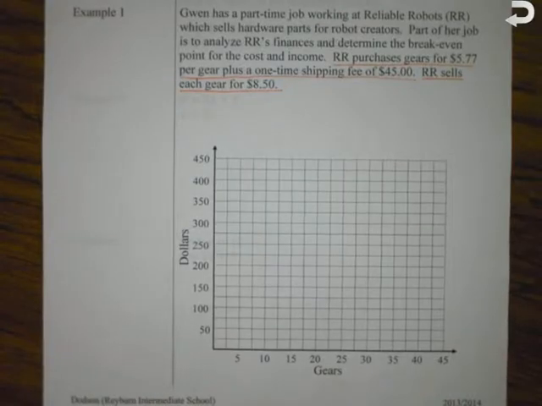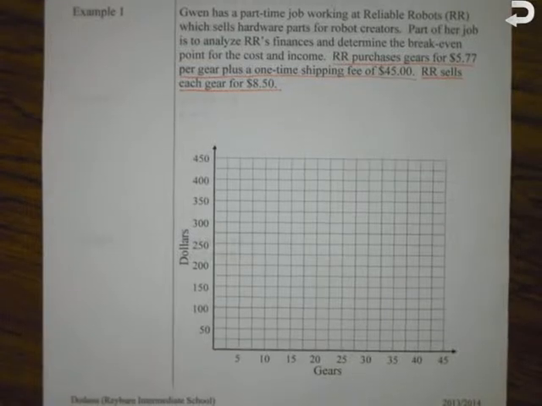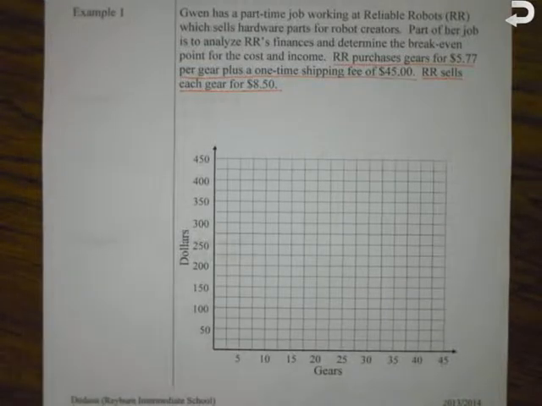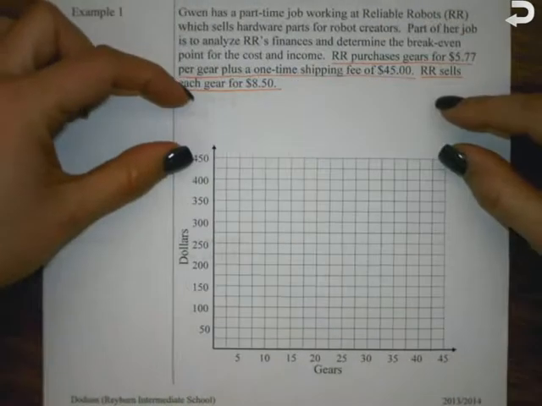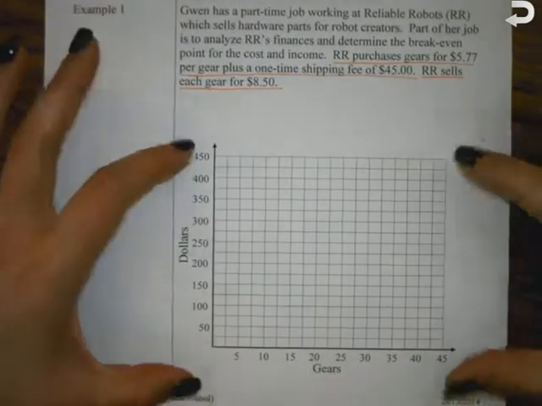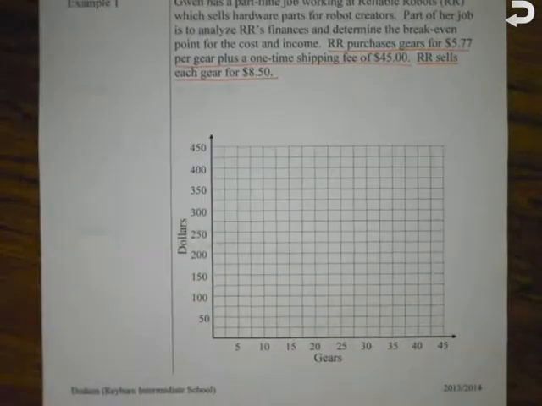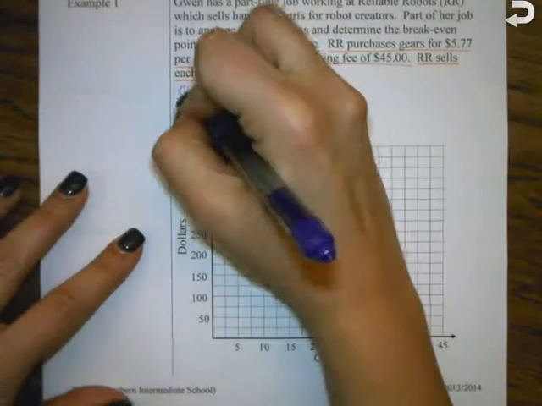So what we want to do here is determine the break-even point for when the cost of purchasing the gears for RR intersects with the amount of money that they make. So we're going to be writing 2 equations. Before we start, leave a little bit of space so that we can write 2 equations and then draw your graph. We're going to write an equation for the cost, and an equation for their income. So let's first write one for the cost. Label it cost.